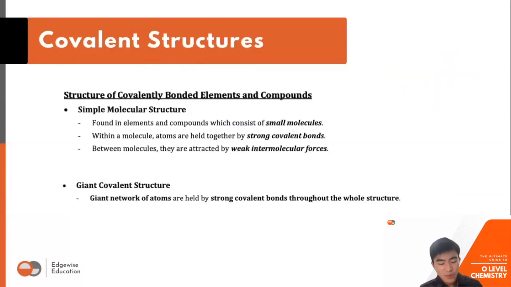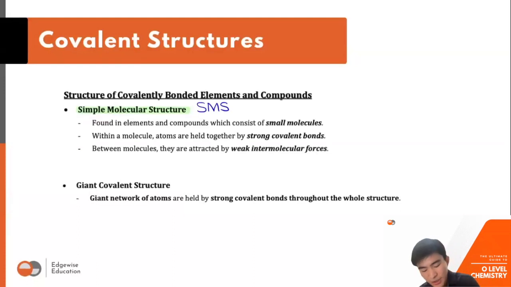Now, covalent structure. Once we understand what goes on inside the bridge, we learn how the bridge looks like. Covalent structure has 2 types. Important, 2 types. The first type is called SMS. Not the handphone, not the SMS you text to your friend. SMS stands for simple molecular structure. What does that mean? Simple molecular structure. You say simple, is it really simple? Yes, I tell you, it's very simple.